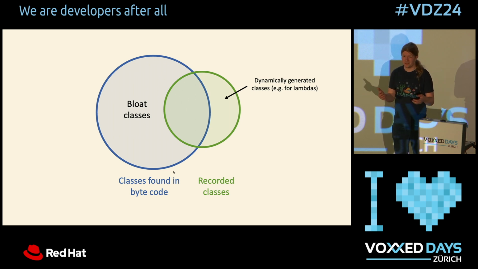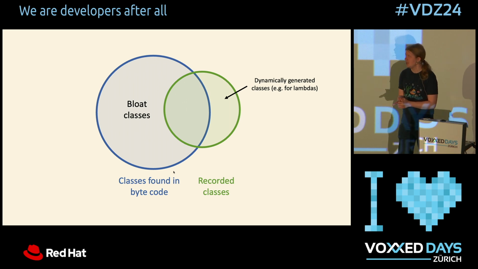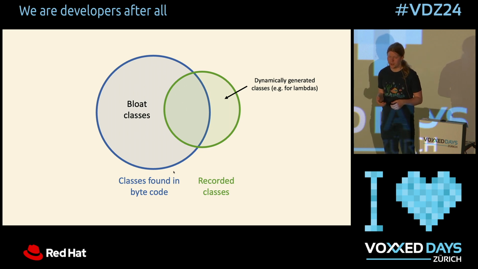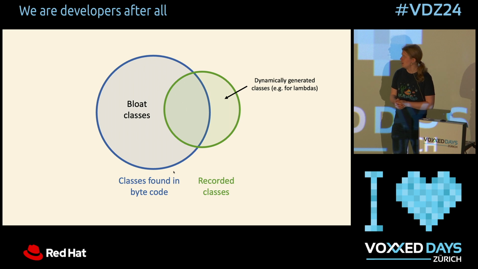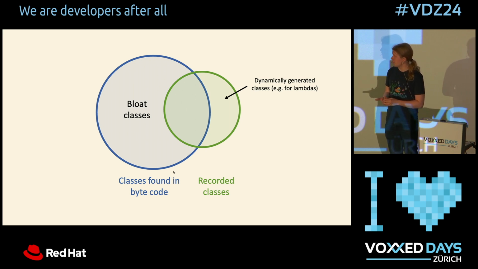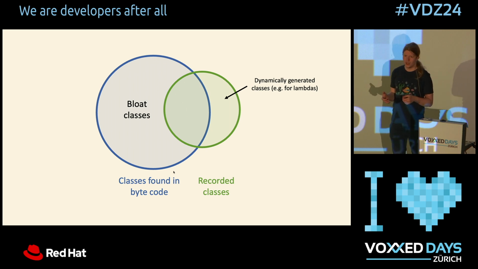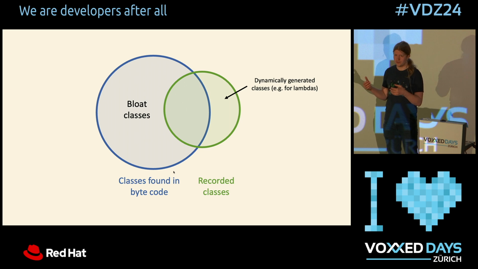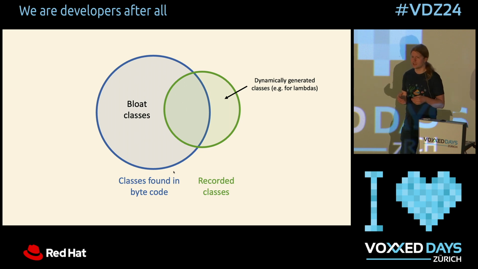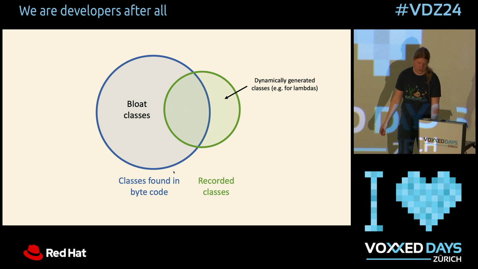Of course, we could use something like Quarkus that doesn't create classes at runtime, especially when you use native image for it. But for our purpose here, we were looking into normal Java applications. And then we have all of your classes that are loaded, and essentially we see that the intersection of the recorded classes and the loaded classes are the classes that we will need, and the other classes are bloat classes.